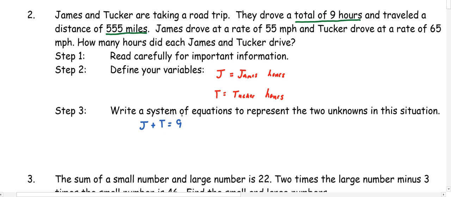Now in the last equation, to get that second number, which is bigger, we couldn't just add the two variables together, we had to add coefficients. So before we added how much money they made, this time we're going to say how fast they were driving to multiply by the hours. So James was driving 55 miles an hour, so we have 55J, plus Tucker was driving 65 miles an hour, so 65T.